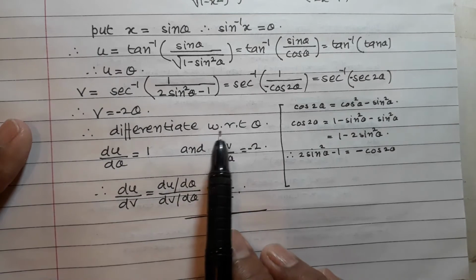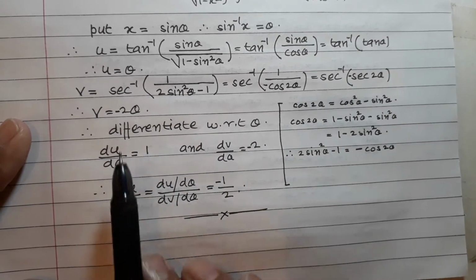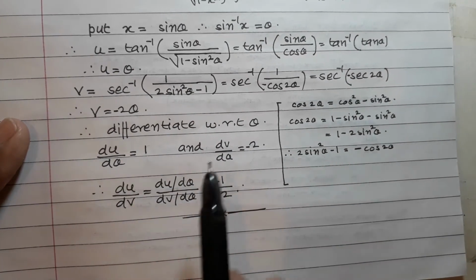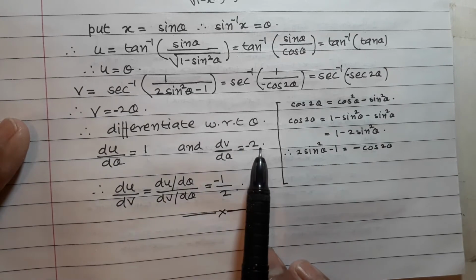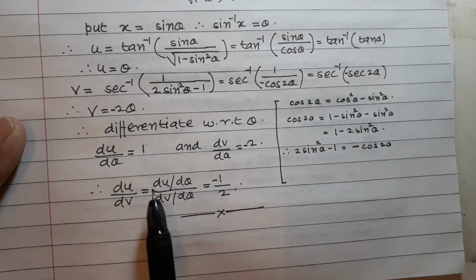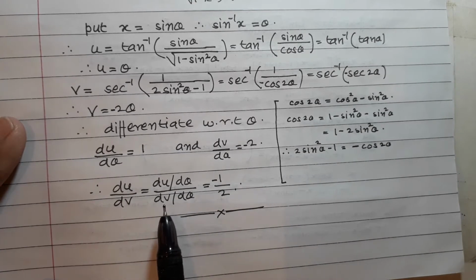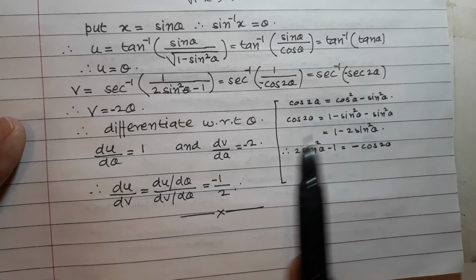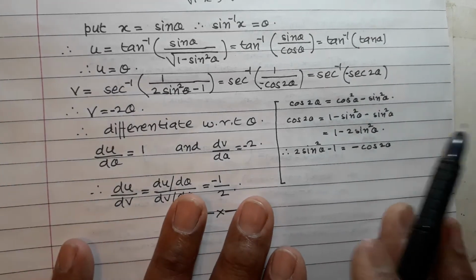Differentiate with respect to theta. du/d theta is equal to 1 and dv/d theta is equal to minus 2, and therefore du/dv is equal to du/d theta upon dv/d theta, which is equal to minus 1 upon 2. Okay.